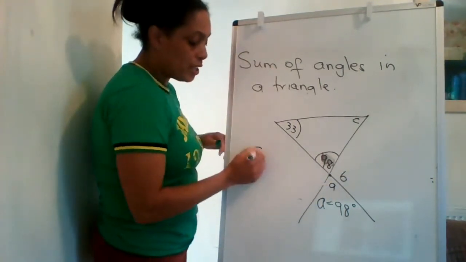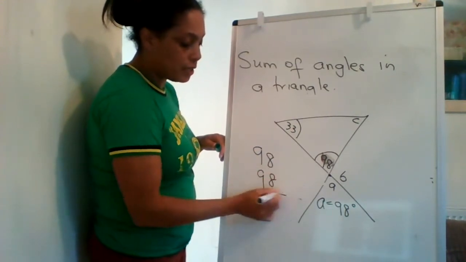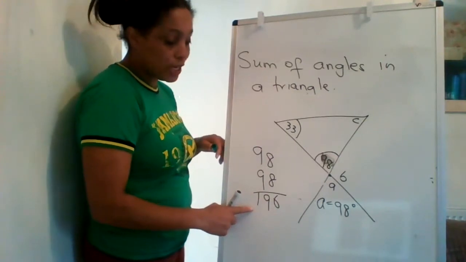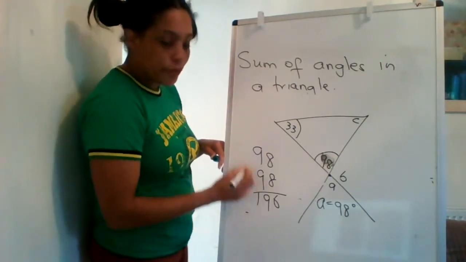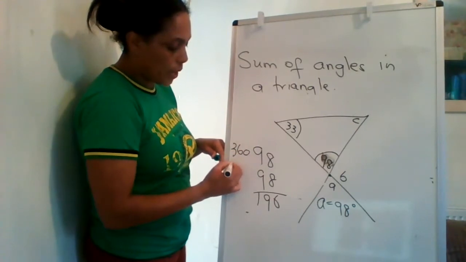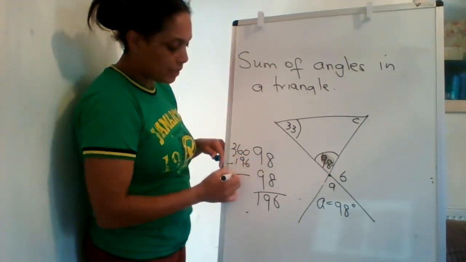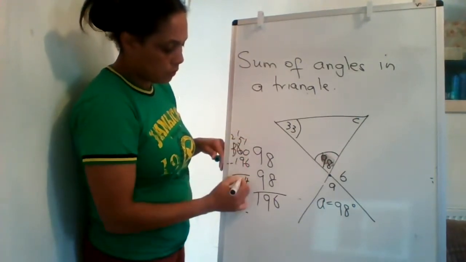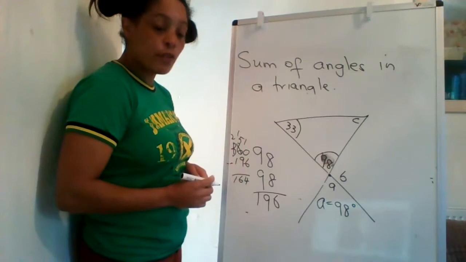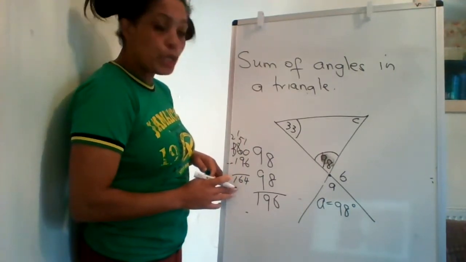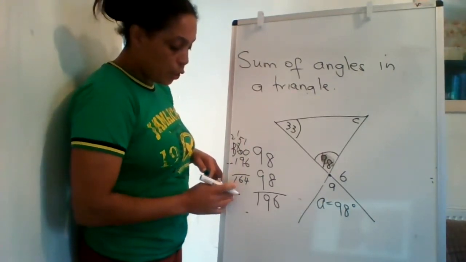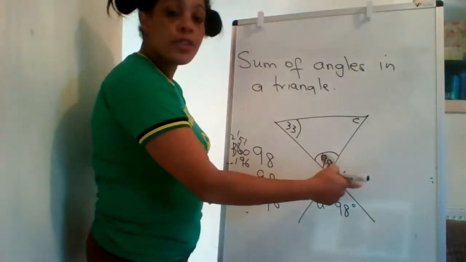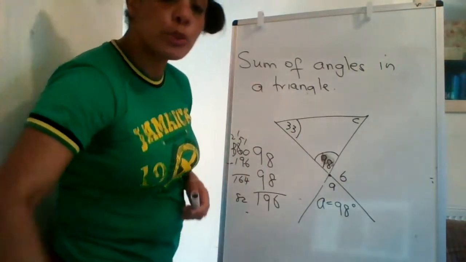So I could say 98 plus 98: 8 and 8 is 16, 9 and 9 is 18, and 1 is 19. So I'll get 196. Then we'll have 360 take away 196, and we get 164. That 164, we will now half it, and then we're going to be getting 82. So this would have been 82, and that would have been 82. That's one way which we could look at it.